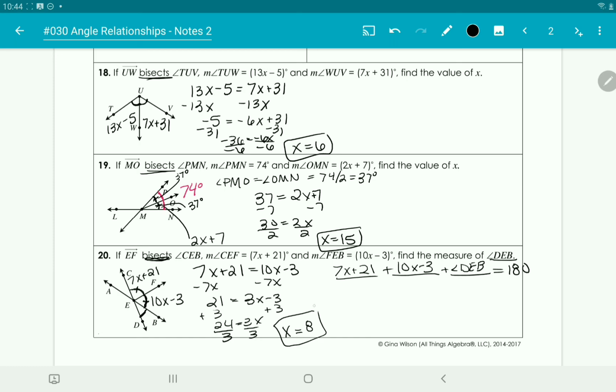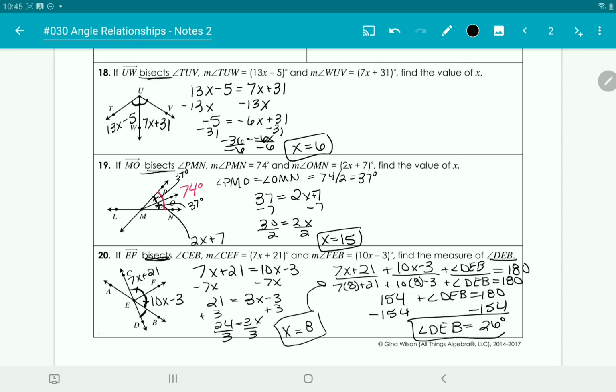And we know that x is 8, so if we plug in 8, we have 7 times 8 plus 21 plus 10 times 8 minus 3 plus angle DEB, which is the one we're looking for, equals 180. If we multiply all this out, we get 77 plus 77, which is 154, plus angle DEB equals 180, because we know they add to 180. And then we can just subtract 154 from both sides to give us that angle DEB is equal to 26 degrees.